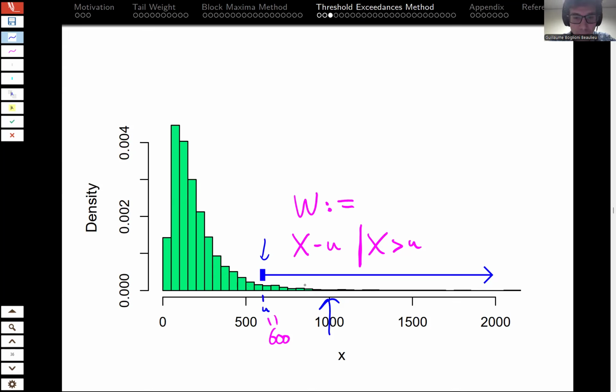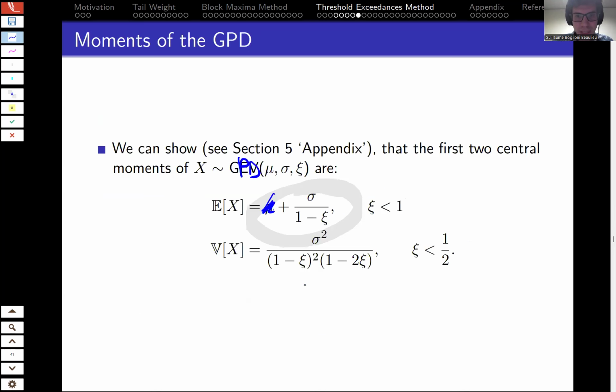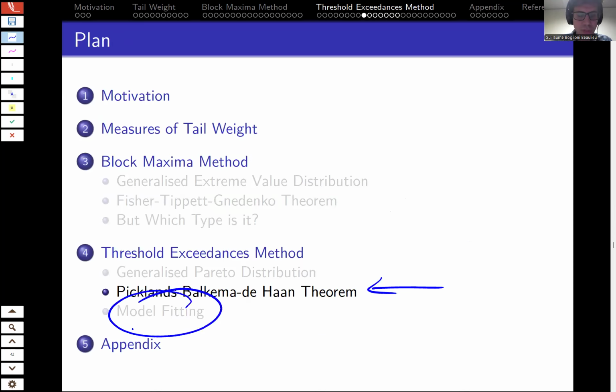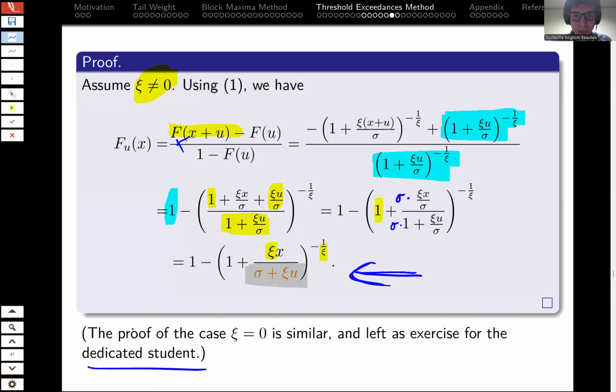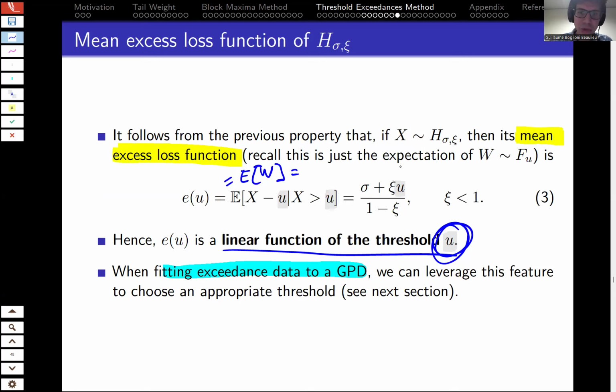But because we know that the mean excess loss function is linear for a GPD, we can plot the mean excess loss function of our data and see at what point it looks like it starts to be linear, and pick that point to be the threshold. Now, this is a bit abstract what I'm saying. I'll cover this in the next video. In the next section, hopefully it is going to become more concrete what I mean when I say that you can leverage the fact that e(u) is a linear function of u to pick an appropriate threshold in practice when you do fitting. But I will leave that for the next video.